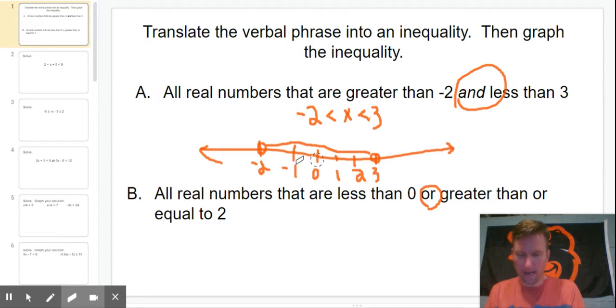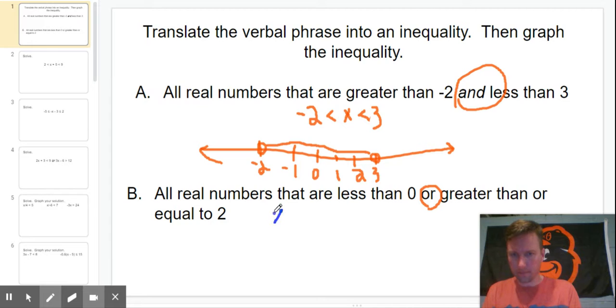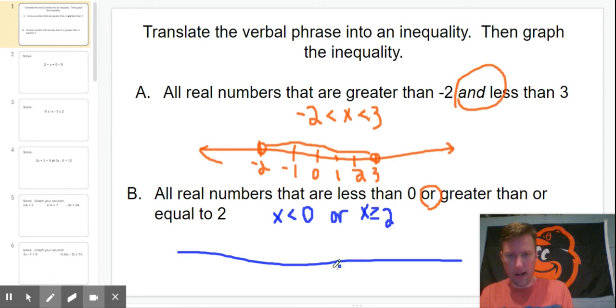Again, I would write this as x is less than 0, or, in this case, x is greater than or equal to 2. When I graph this, again I would have my number line. I would have my 0, and I would have my 1, and I would have my 2.